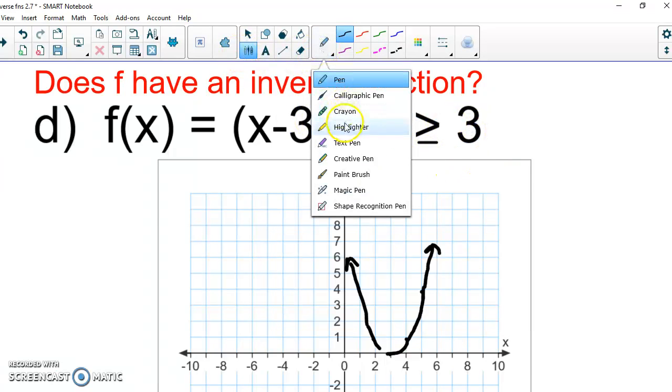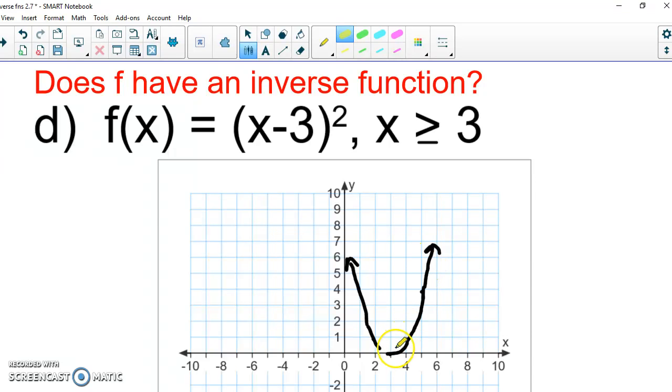So if I pull up a highlighter here, I'm only looking at anything where x is greater than 3. So you can see here, if I just have this part of the function, that does pass the horizontal line test, and so then that will be okay. And I would say, yes, this does, only because I've got this domain where I want it to be.